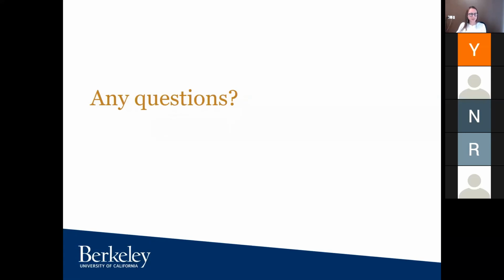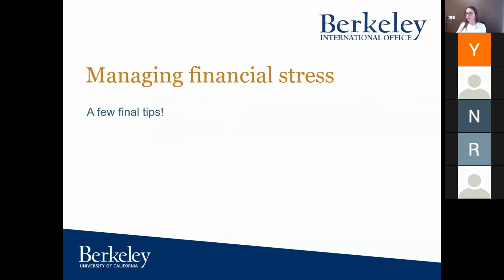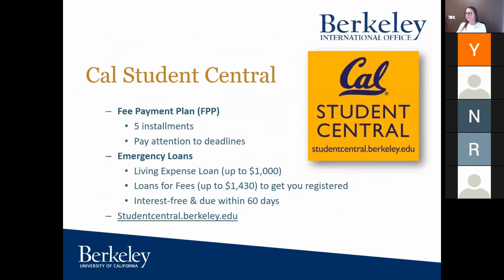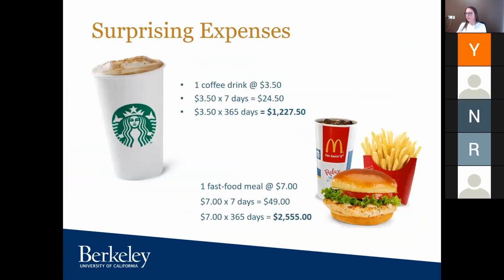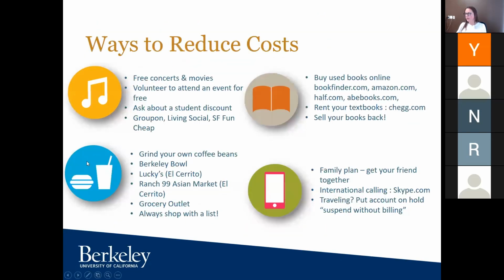Let's see if I can just find that slide really quick. Oh, let me go back. Okay, so yeah, there's Berkeley Bowl, there's Lucky's, there's Ranch 99 Asian Market, and Grocery Outlet. Those are all stores with good options for more affordable groceries.